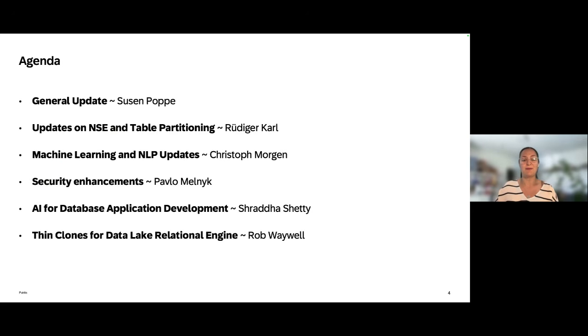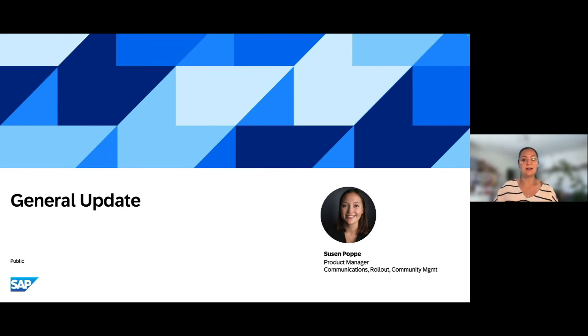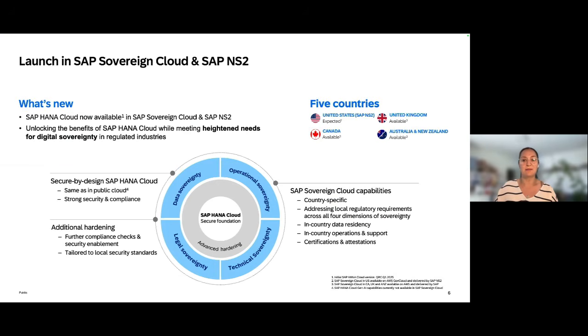So, talking about what's happening, let's have a brief look at our agenda. We will start with a general update where I will cover a few of the general innovations we delivered. And then we will have a look at updates on NSE and table partitioning, taking a look at machine learning, security enhancements, and what's happening in the AI for database application development space. And last but not least, we will have our colleague Rob cover the thin clones for the data lake relational engine innovation that has just been delivered.